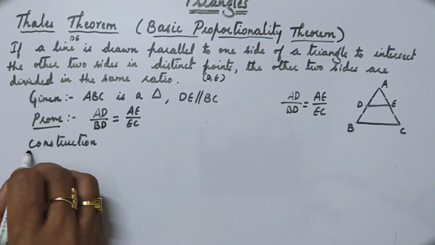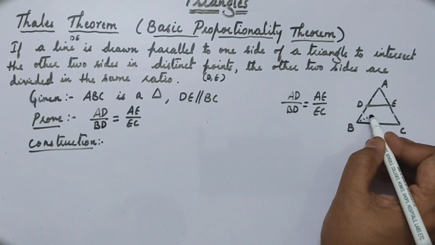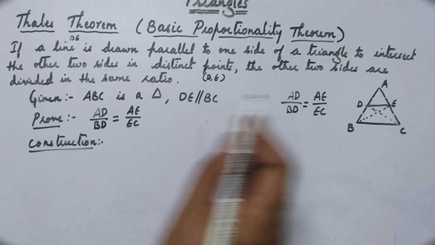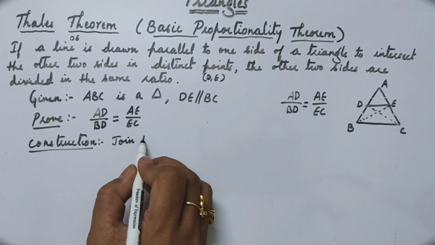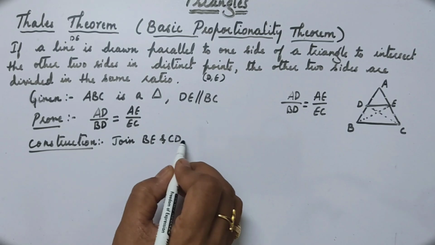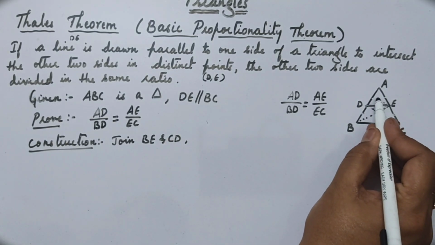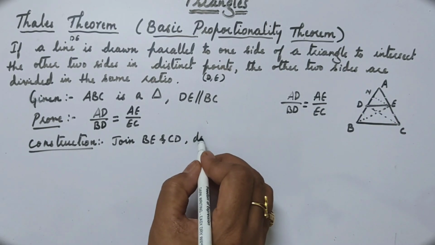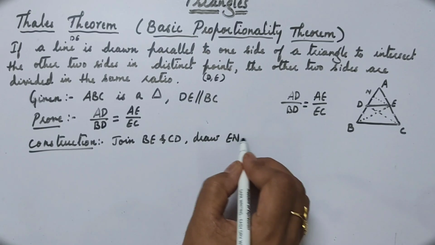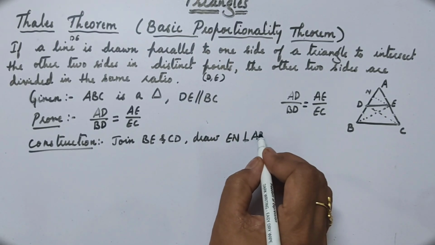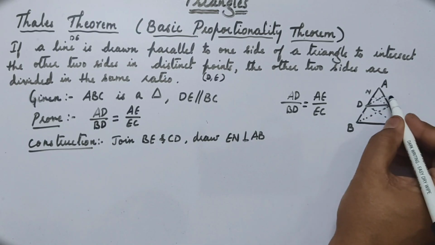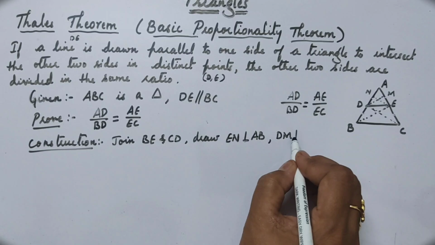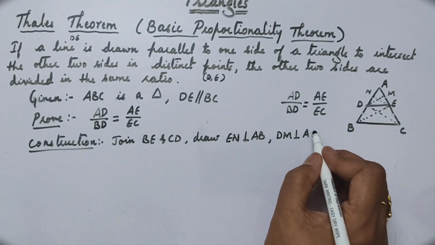Okay, now next one is construction. So construction is, let me join BE and CD here. Okay, I have joined BE and CD. Then let us draw EN perpendicular to the line which is line AB. Draw EN perpendicular to AB. Okay, then DM which is perpendicular to this side. What is that side? That is AC.